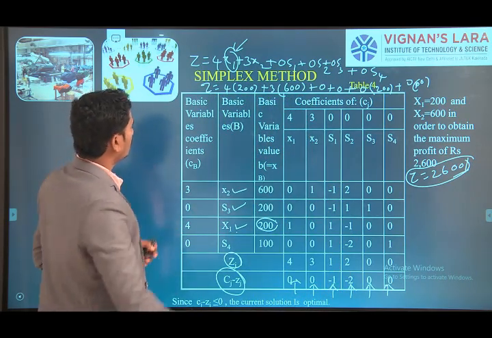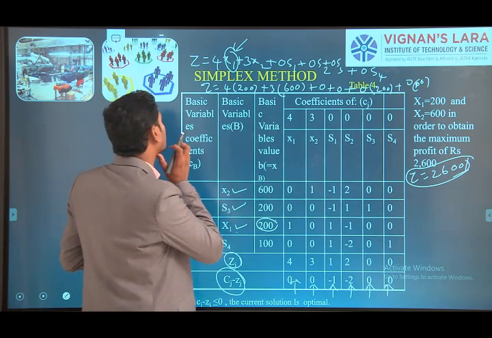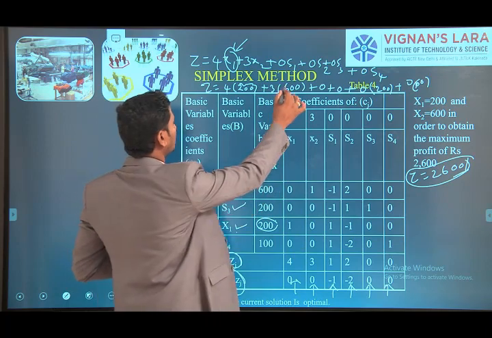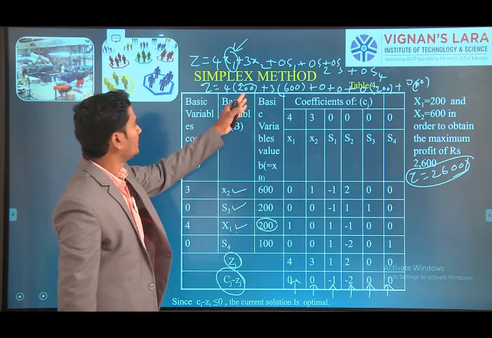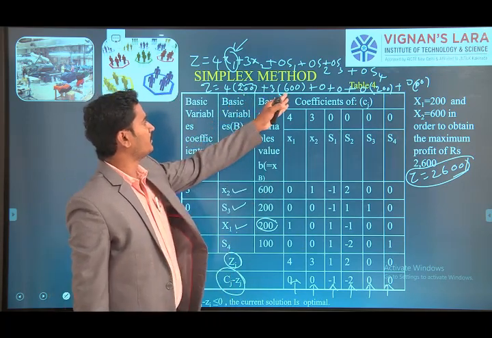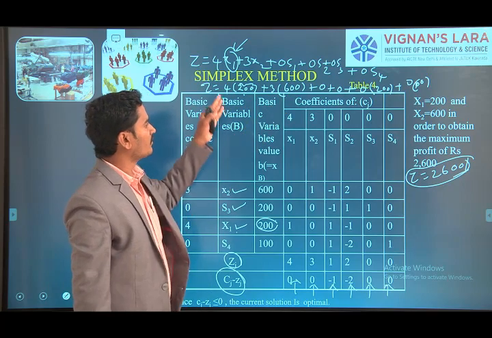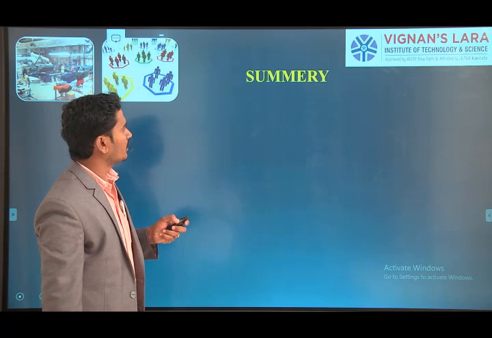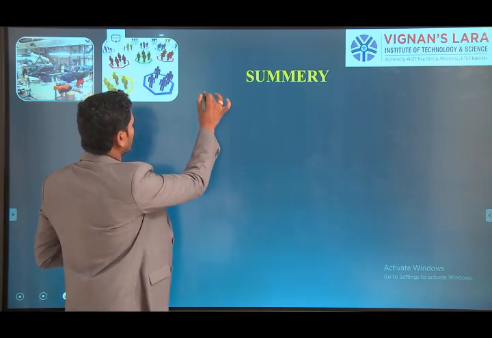Here we have, coming to belt A. From belt A we get the profit as 200, and belt B. Here, belt A we sold 200 belts and belt B we sold 600 belts. From this we get the profit is 2600. Okay, next coming to the summary.